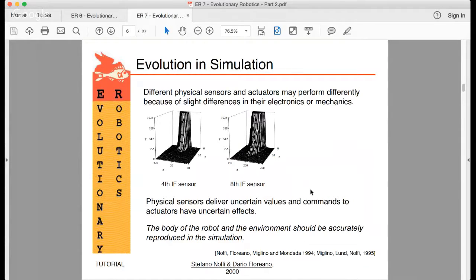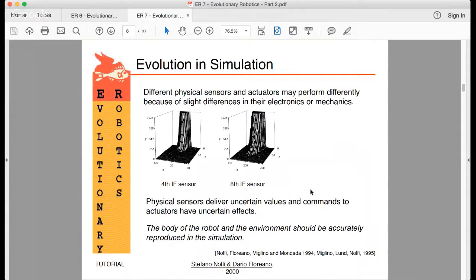you will face some problems. The first problem happens because the different sensors and actuators of a robot, even if these sensors and actuators are identical, will produce different results. Why? Because of slight differences in their electronics or mechanics.